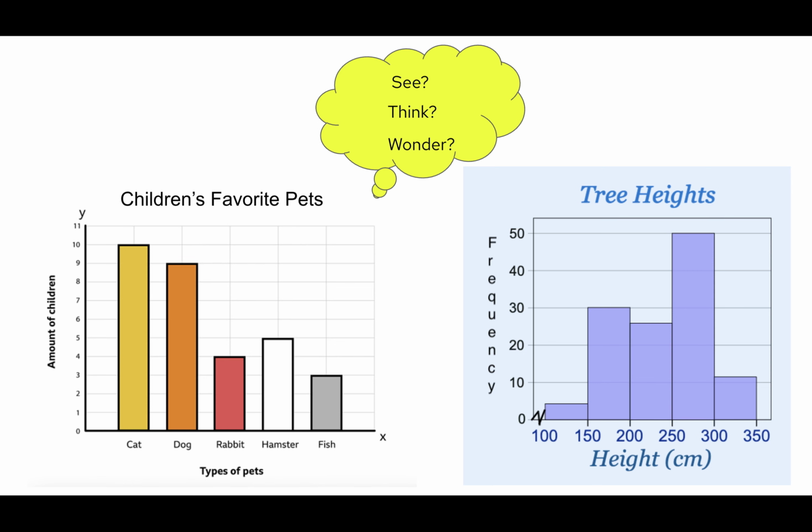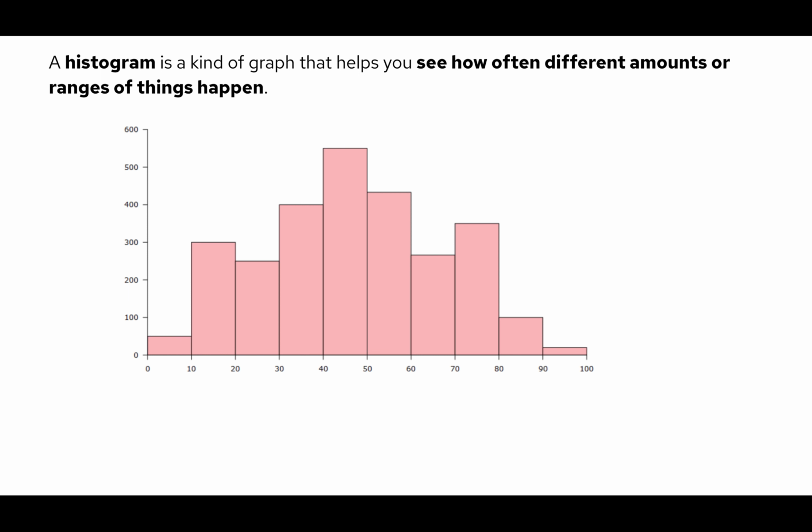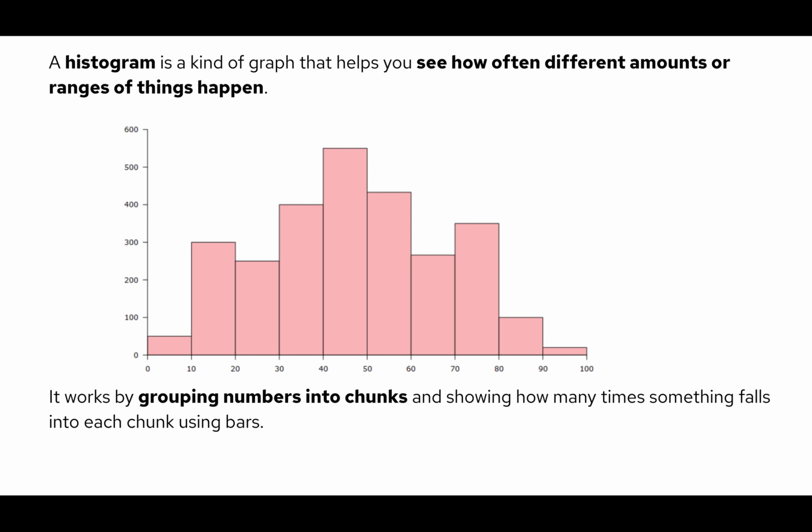Okay, welcome back. Now this graph is called a histogram. A histogram is a kind of graph that helps you see how often different amounts or ranges of things happen. It works by grouping these numbers into chunks and showing how many times something falls into each chunk using these bars. The taller the bar, the more often that chunk happened.